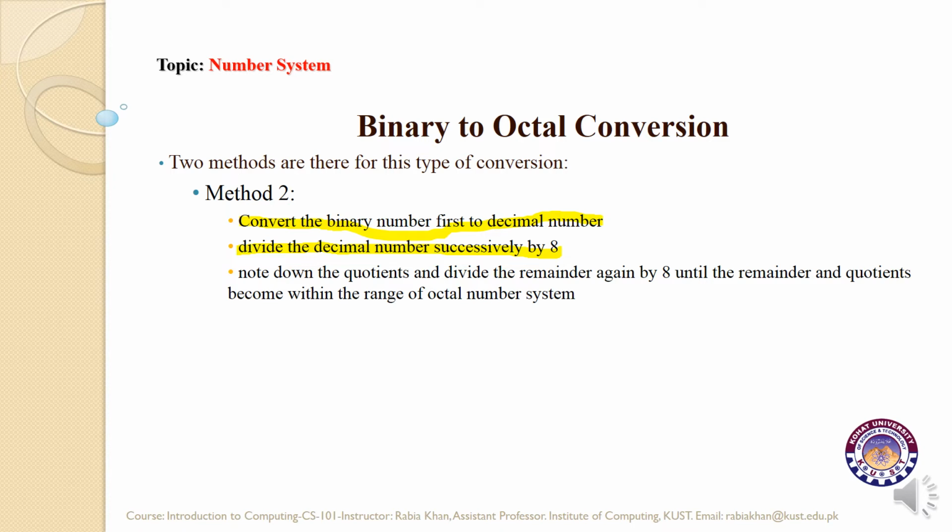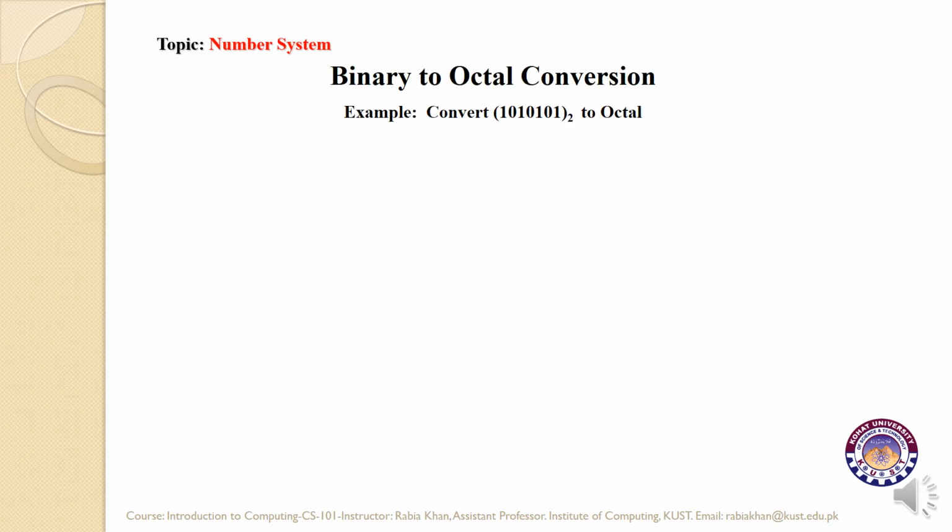This is the method we had already performed earlier. So this second method has two steps. In first step we convert the binary number into decimal number, and in second step the decimal number will be converted to octal number. So this is a two-step process. Let's see how we can do it. We are given a binary number here. In first step we have to convert this binary number to decimal number.